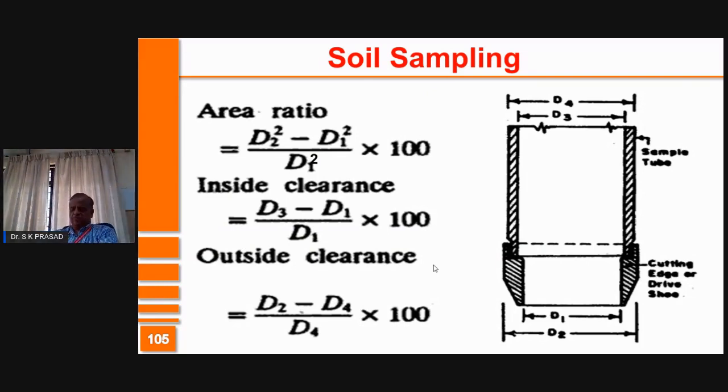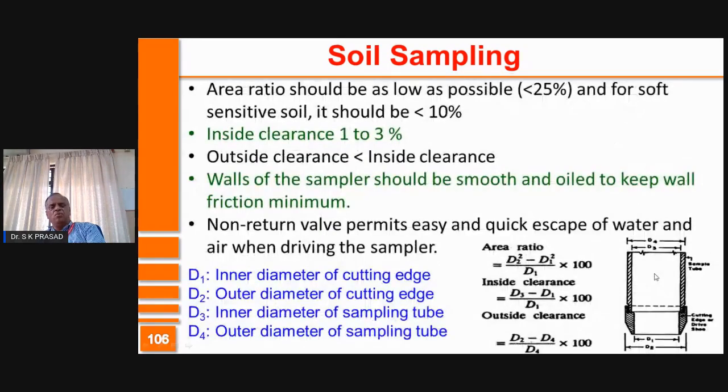So the formula for inside clearance ratio is given here. Inside clearance ratio is equal to D3 minus D1, where D1 is always smaller than D3, divided by D1, multiplied by 100. So please do consider that. And now, a sampler is said to be good if it satisfies the following conditions. Basically, the disturbance should be as minimum as possible.